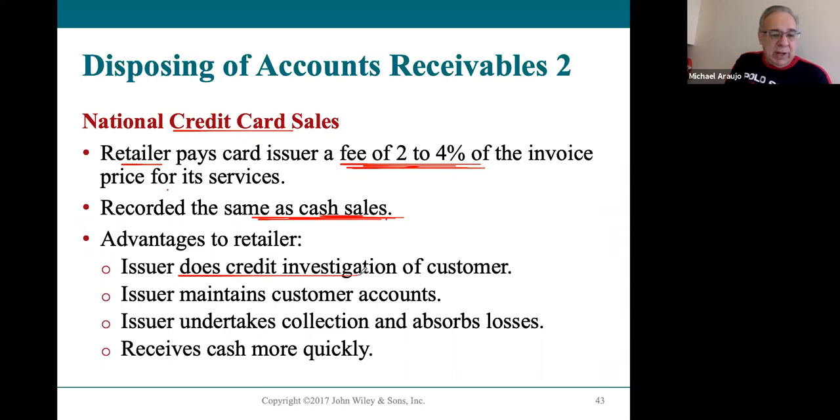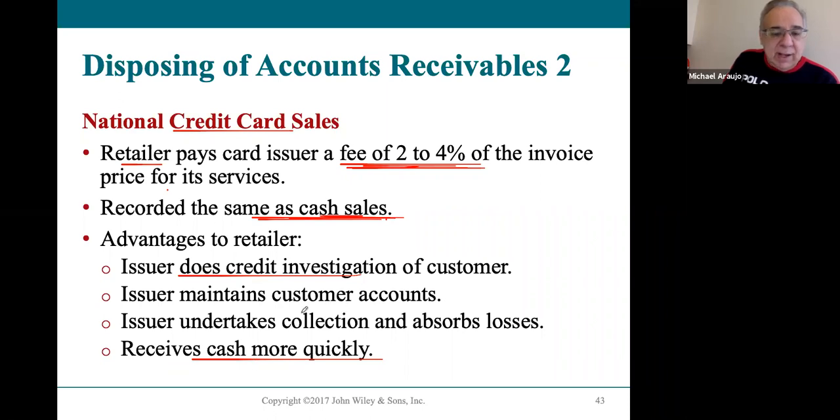They don't have to do any credit investigation on you before they decide to sell to you on credit, because they're not selling on credit. They're getting the cash. As a matter of fact, they get the cash within anywhere between 1 and 3 days after you swipe and it gets approved. The bank will forward it through the network to their account, usually within a day or two, minus the fee.